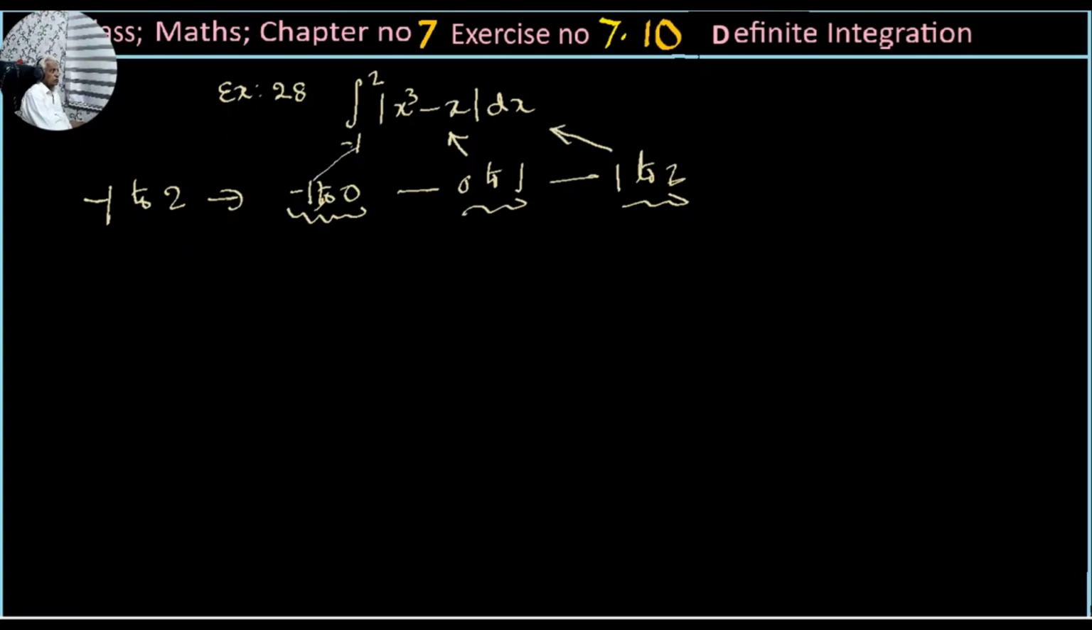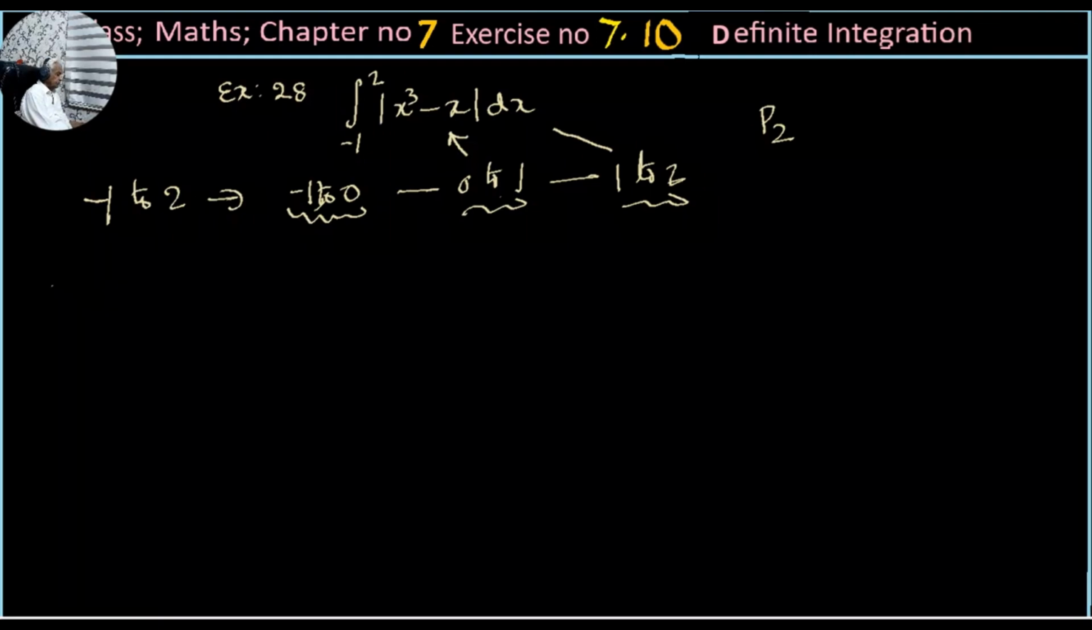In this case positive, in this case positive, and only from 0 to 1 it is negative. So we are stuck because this is a mod function. We have to separate the limits, and we have to apply P2 given in the NCERT textbook.